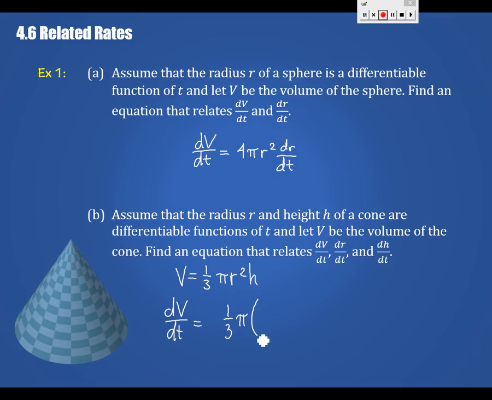Go ahead. Alright, so it's 1/3 pi times, no, 2rh, 2rh dr dt. Do you see what he did there? He held h as if it's constant and took the derivative of r squared with h coming along for the ride, right? That's the derivative of r squared times h. Yeah, so the derivative of the first times the second. Keep going. You're not done, right? Plus r squared dh dt. I'm going to just go ahead and agree with Jonathan.